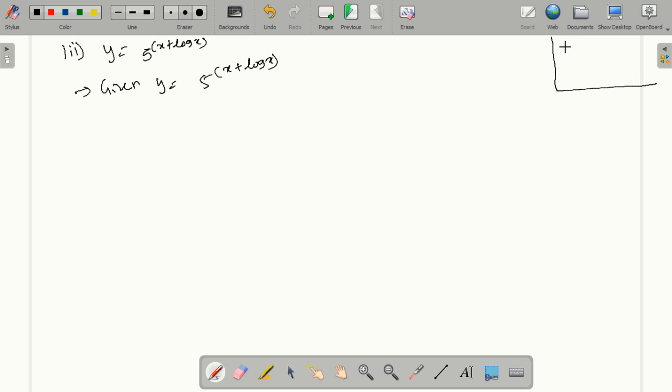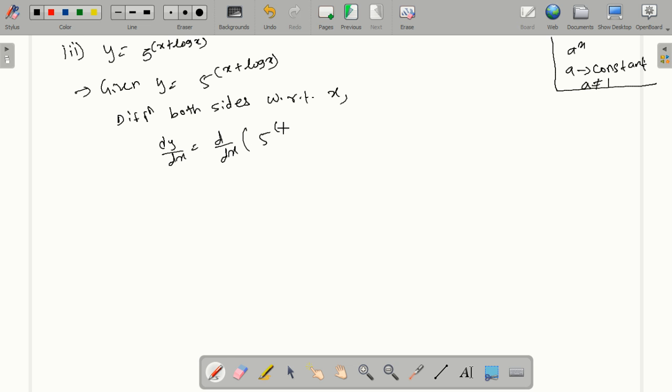And as you know that in a raised to x, a is nothing but constant, right? Also, a should not be equal to 1. Remember this. So here, a is nothing but 5. So we are going to write that same old statement, differentiating both sides with respect to x, we get dy by dx is equals to d by dx of 5 raised to x plus log x, right? So what is the derivative of a raised to x? Is nothing but a raised to, which in our case 5 raised to x plus log x into log 5, because a raised to x derivative is a raised to x into log a. Here as a is 5, so into log 5 into d by dx of x plus log x, right?